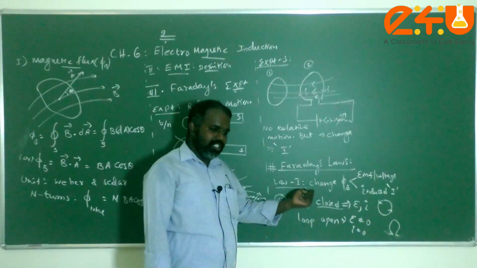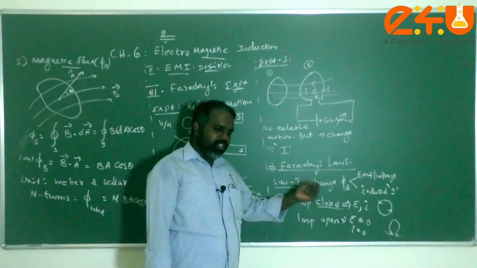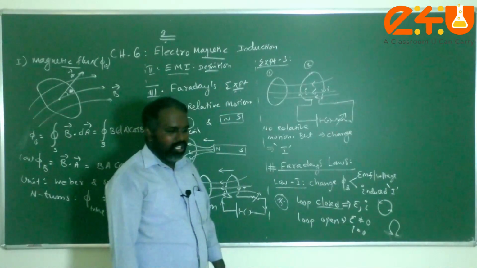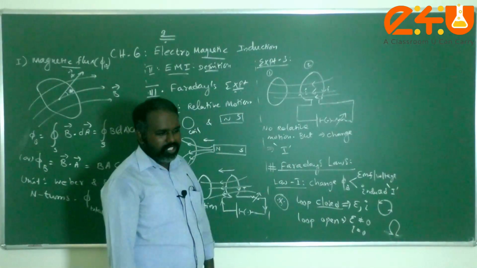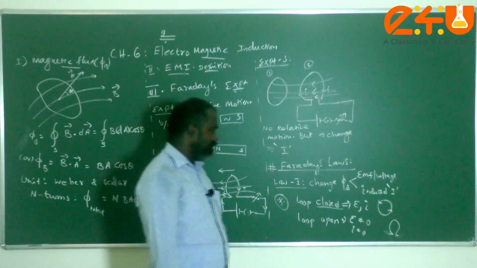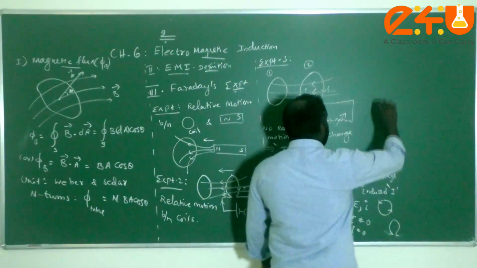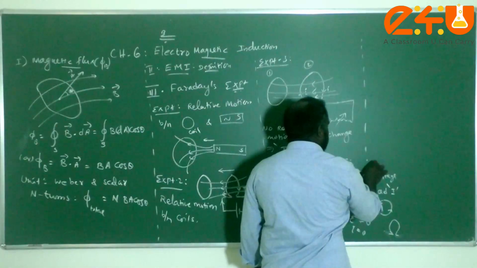Whenever there is a change in magnetic flux linked with the closed loop or circuit, there exists an induced EMF or current. That is the statement of the first law of Faraday's laws.